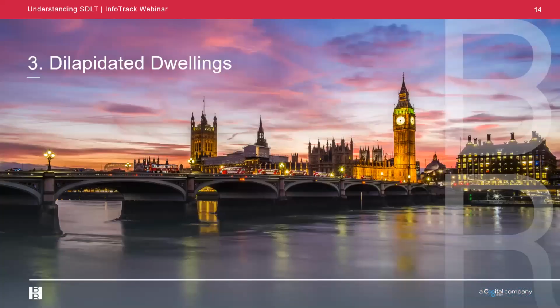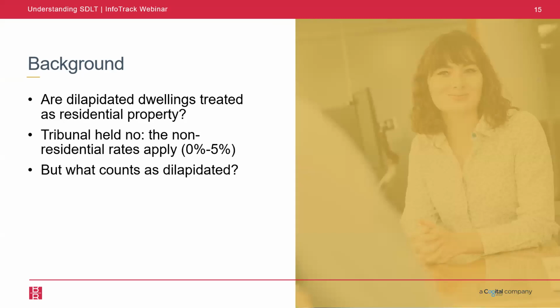Okay, let's look at derelict or dilapidated dwellings. So the question here is, in what circumstances would the purchase of a dwelling that's dilapidated or derelict be treated as non-residential? Would it retain its character as residential property? So usefully, importantly, the tribunal held in the one case heard so far on this subject that in some circumstances, such a dwelling, if it is in fact uninhabitable at the date of completion, would be treated or taxed as if it were non-residential and therefore eligible for the much lower rates of tax.